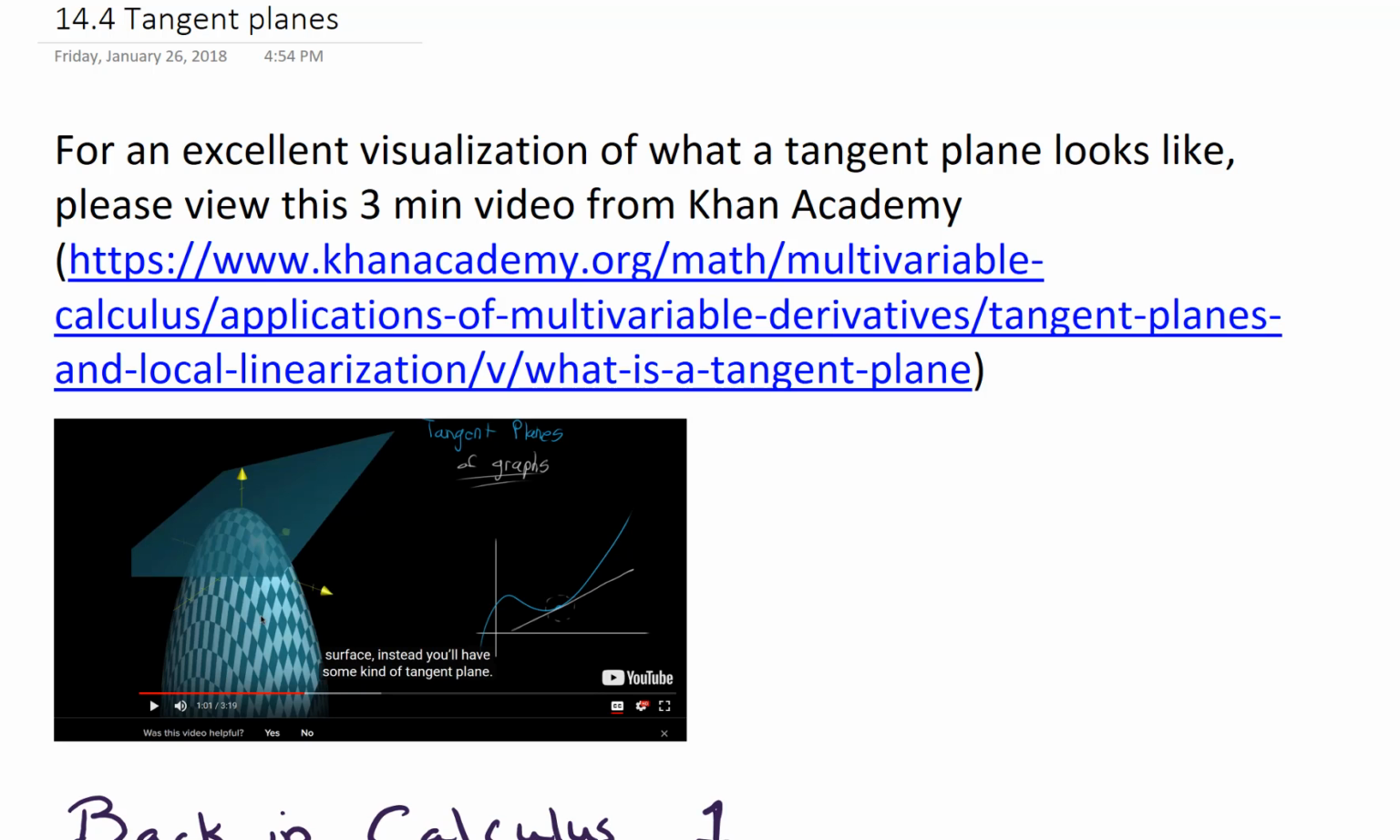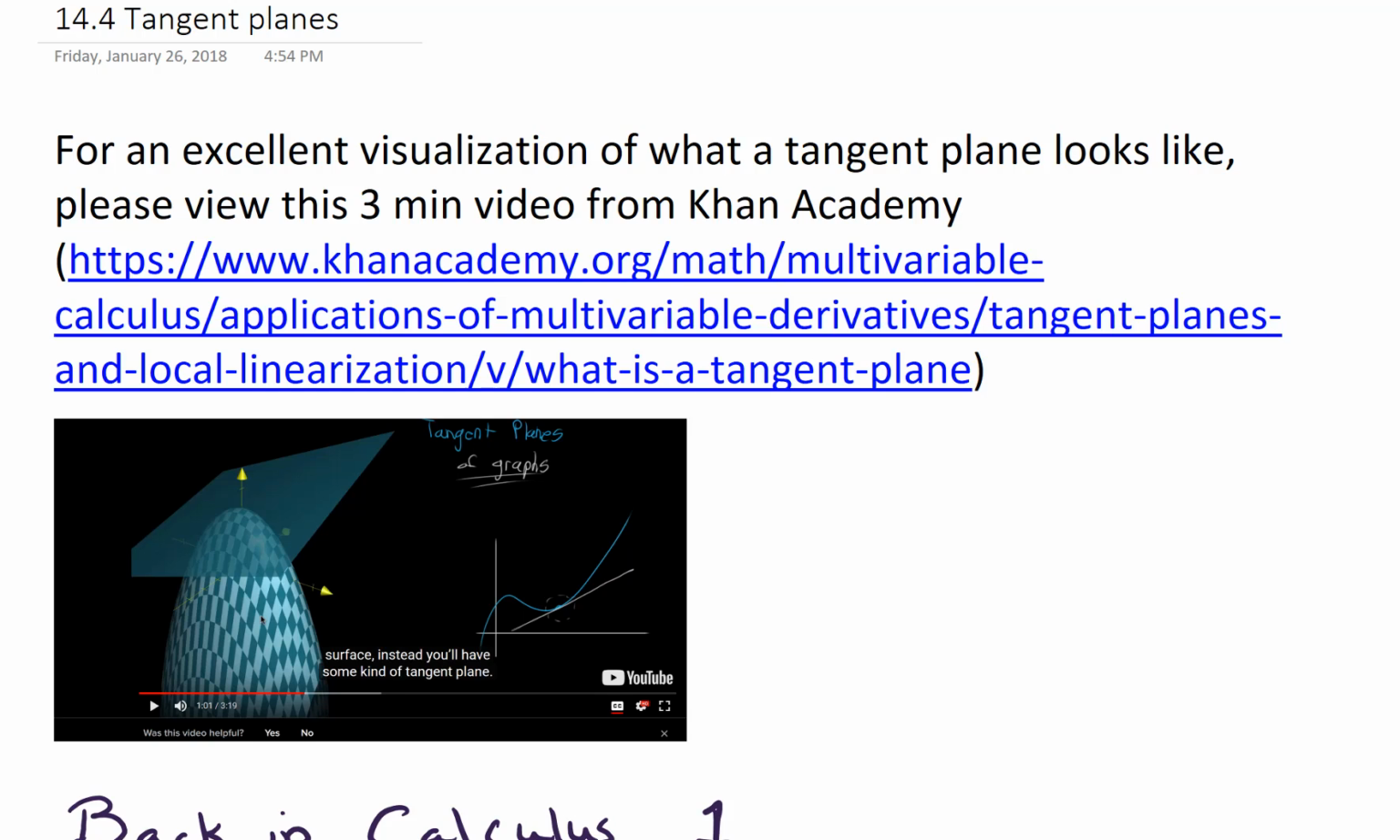Hello, in this video we're going to talk about tangent planes. Now, before you get started with the computation of how to compute a tangent plane, I highly recommend you take a look at this video by Khan Academy. It provides a wonderful visualization of what a tangent plane looks like.